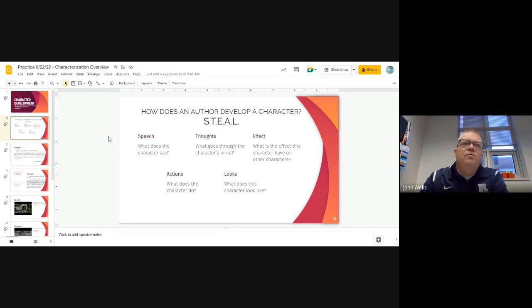Again, we're going to get this in two ways. We're either going to get it directly or indirectly. Directly, when the author tells us, he'll say this character speaks with a slow southern drawl. He's wearing blank, right? But a lot of times it's going to be inferred or indirect, and we're going to have to guess it from the clues that the author gives us.